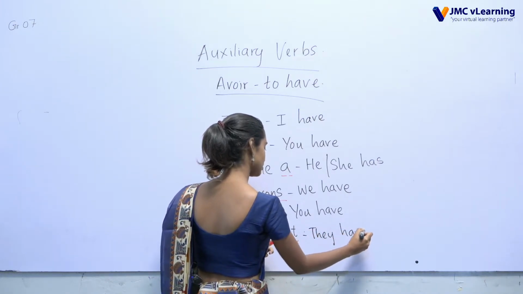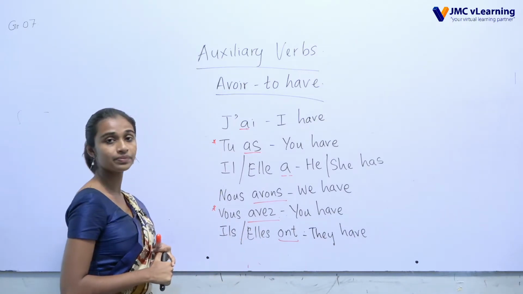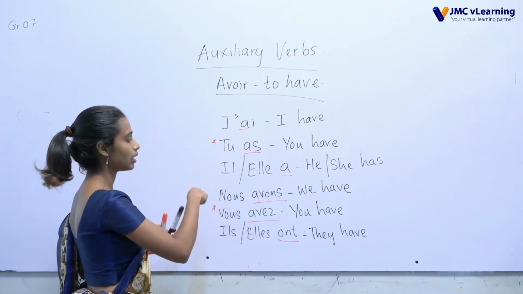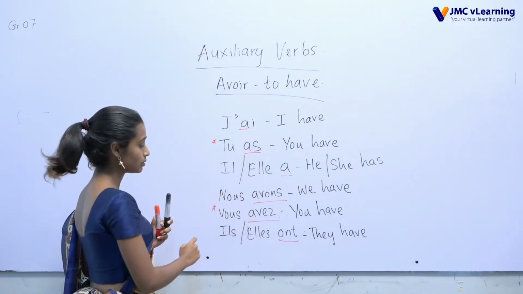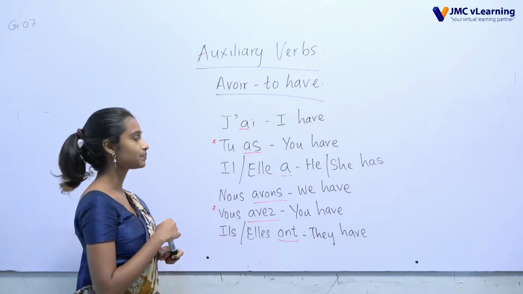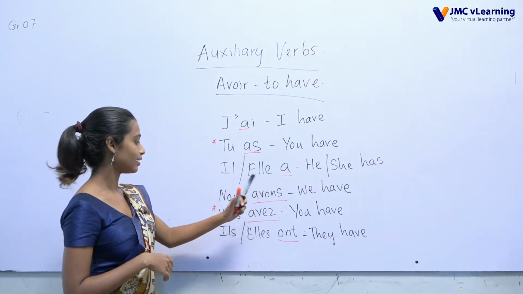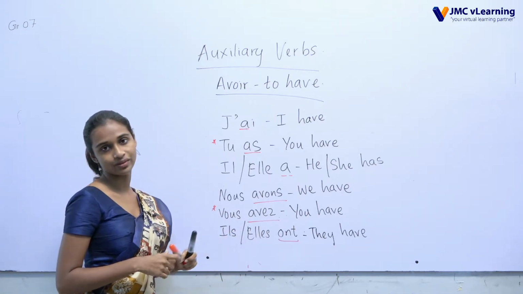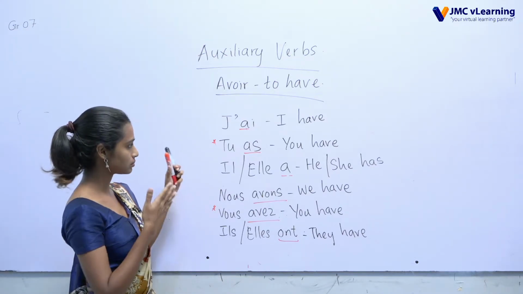So this is the conjugation of our verb with the particular subject pronoun. So let's read it once again. J'ai, tu as, il a, elle a, nous avons, vous avez, ils ont, elles ont. Right? Okay, now let's make some sentences using the avoir verb.